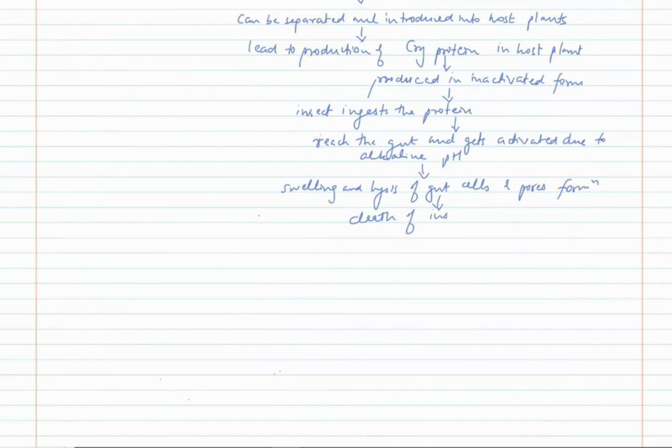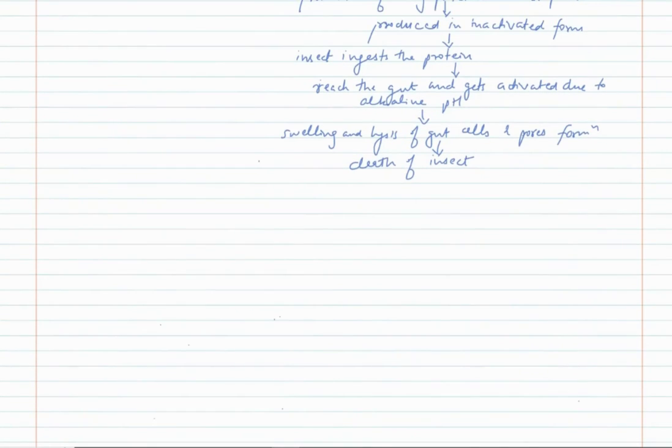So Bt cotton is a good example of this type of plant. So there is lysis of cells, along with swelling, pore formation, and lysis of cells of the gut of the insect, and leads to death of the insect.